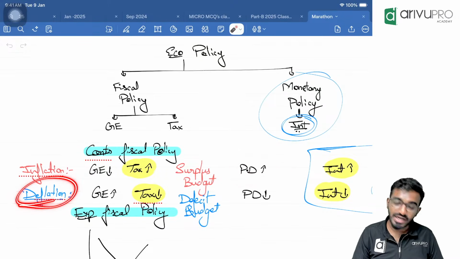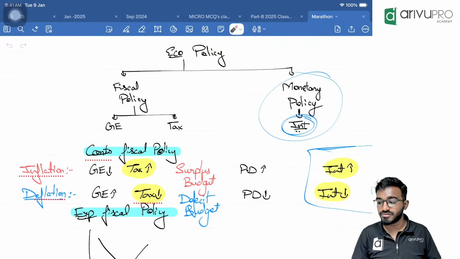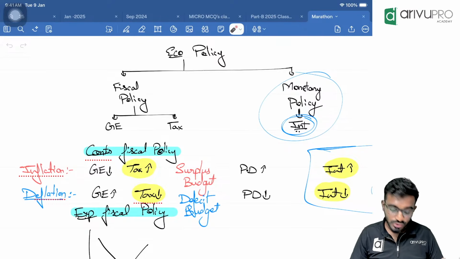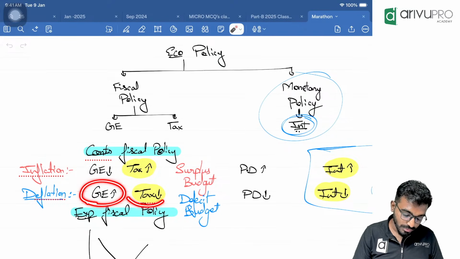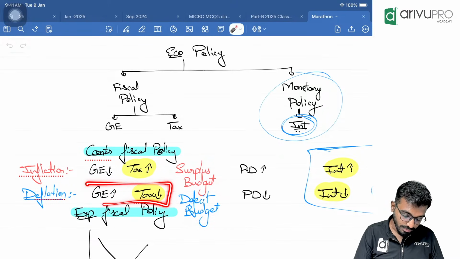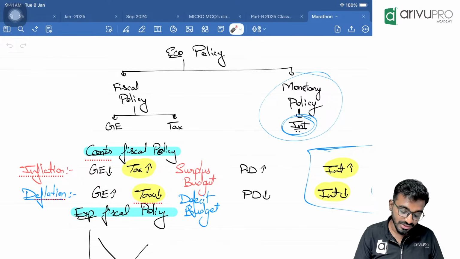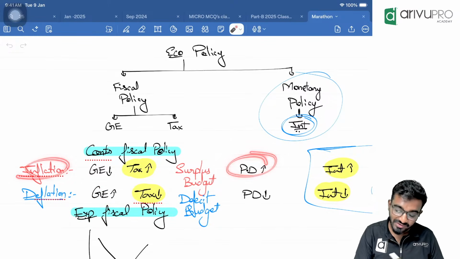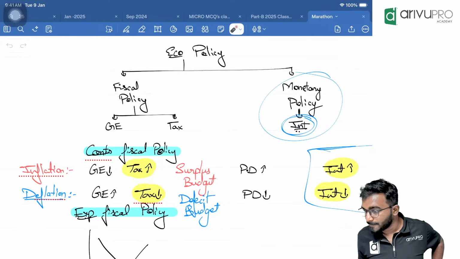Complete opposite during deflation, when the economy is not performing well. Automatically the government has to spend more money and collect less tax. So we are spending more, but the collection of tax is less, so there is a deficit. These two put together is what we call expansionary fiscal policy. Whatever we borrowed during inflation, we will give it back, so public debt will decrease.